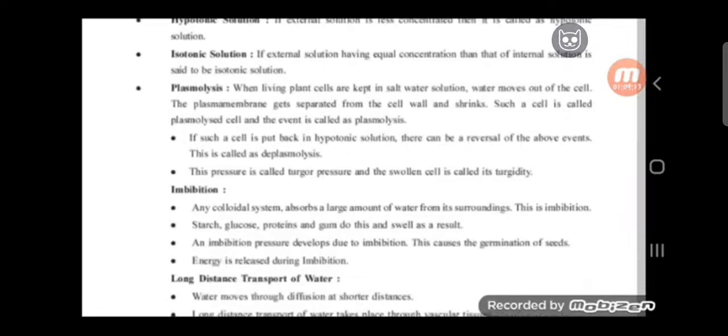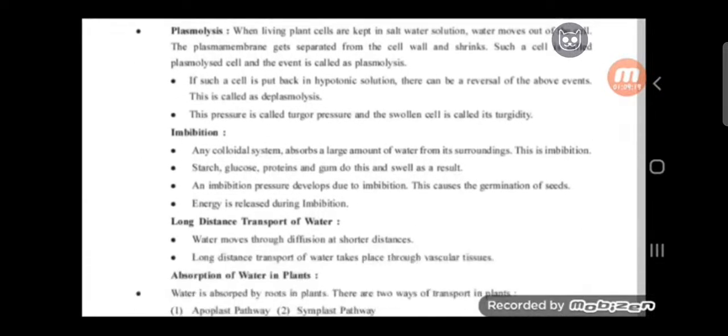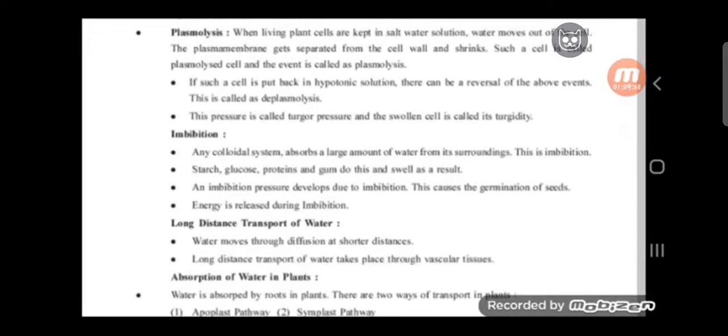Now, plasmolysis. When a living plant cell is kept in salt water solution, water moves out of the cell and the plasma membrane gets separated from the cell wall and shrinks. Such a cell that shrinks, we call it a plasmolysed cell, and the event is called plasmolysis.